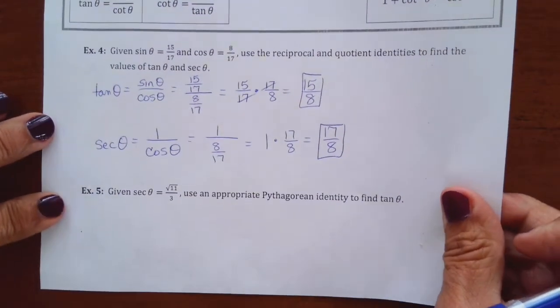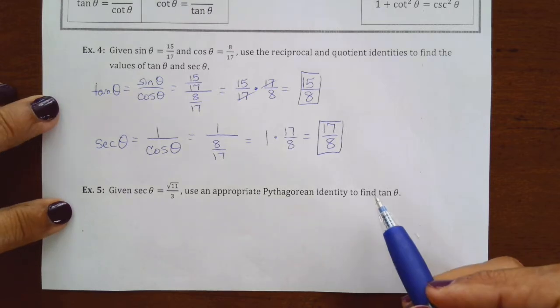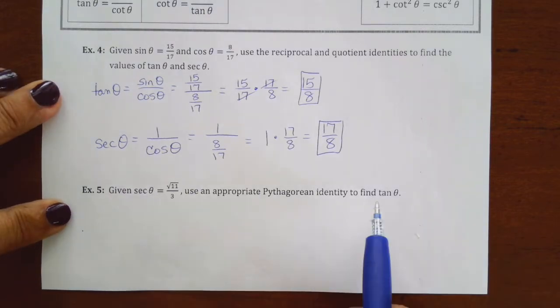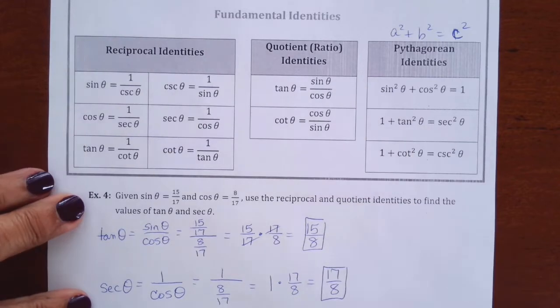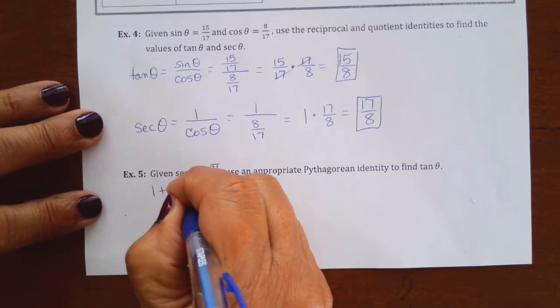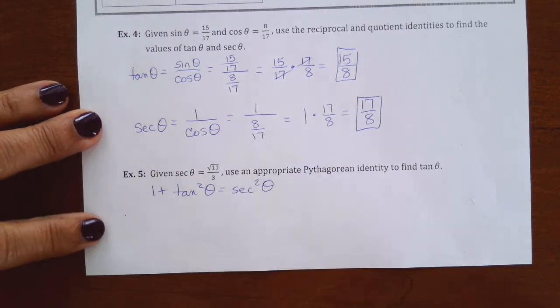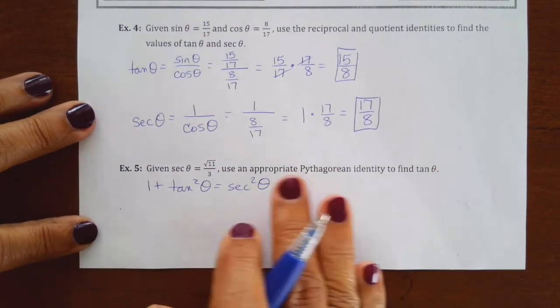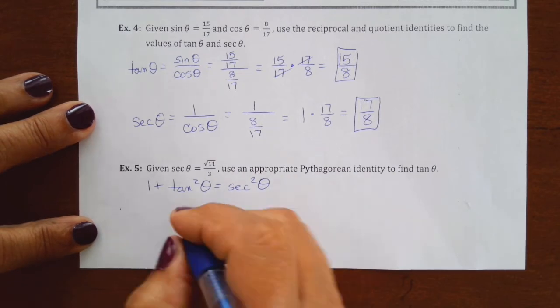All right, look at the last one down here on this page. Given that the secant of theta is the square root of 11 over 3, use an appropriate Pythagorean identity to find the tangent of theta. All right, so I'm given the secant and I want to find tangent. So that means I'm going to be using this Pythagorean identity. Okay, so I'm going to write that down. 1 plus tangent squared theta equals secant squared theta. And I want to find the tangent. I'm given the secant. So if I'm trying to find the tangent, I'm going to subtract the 1 over to the other side.